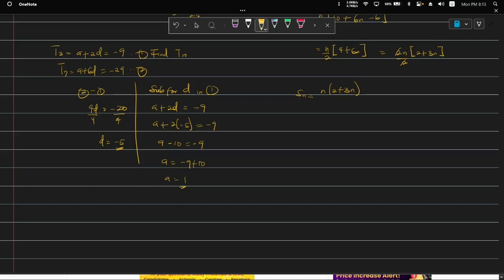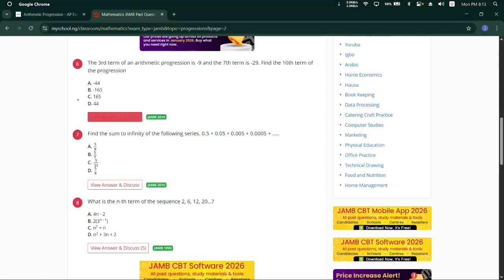We can use both the first term and common difference to find the 10th term. Therefore, T10 is equals to a plus 9d. You should know how to get this now, n minus 1. And what is our a? 2 plus 9 into bracket minus 5. Plus 9 times minus 5 gives us minus 45. So our final answer is going to be minus 43. Is there minus 43 in the chart? Yes, there's a minus 43. So that's a W in the chart.